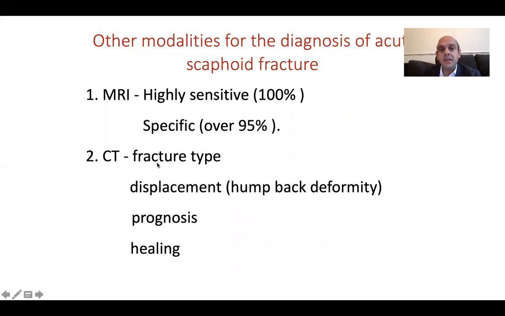MRI, as I said, if in doubt, get an MRI scan because it can pick up scaphoid edema. It can pick up subtle fractures. It can even tell you some idea about scapholunate ligament injury. Very occasionally, there can be a partial damage to the scapholunate ligament along with the scaphoid fracture. So MRI, and CT scan is very important to diagnose injuries, healing, and for non-union work.